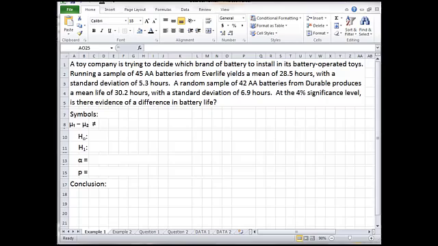So that being said, it is a question about independent samples, and therefore our hypotheses are no longer mu sub d, they're about sample 1 minus sample 2. So mu1 minus mu2.